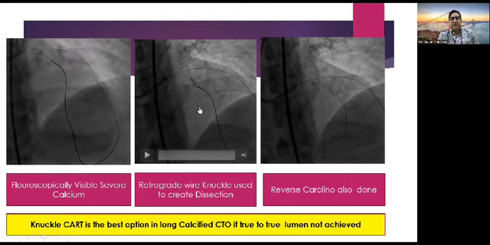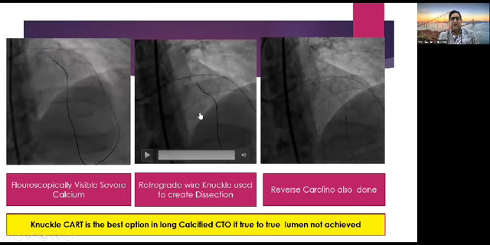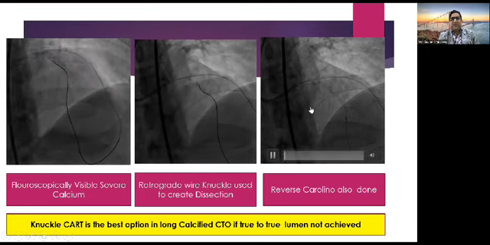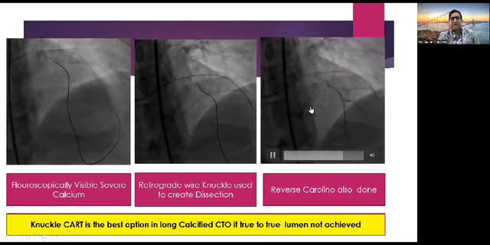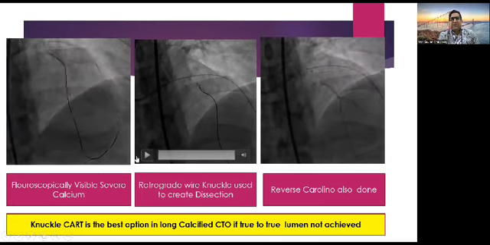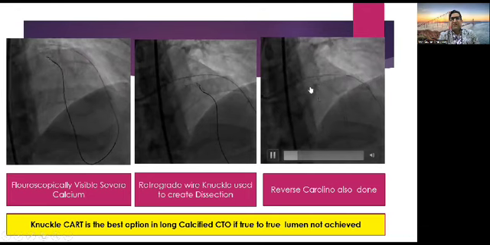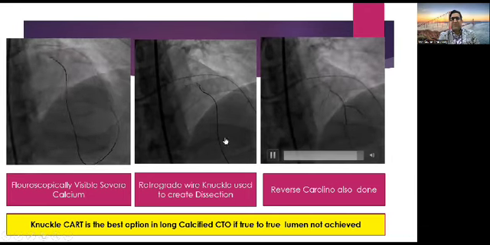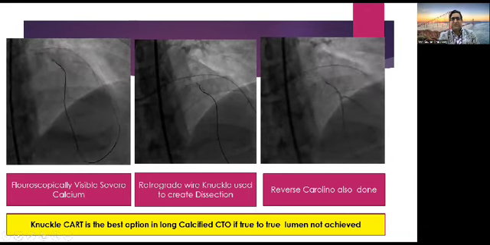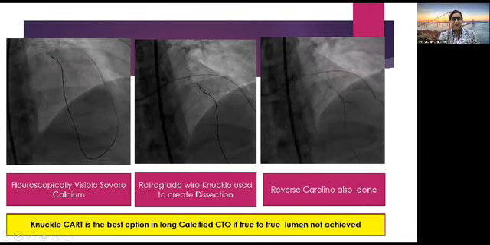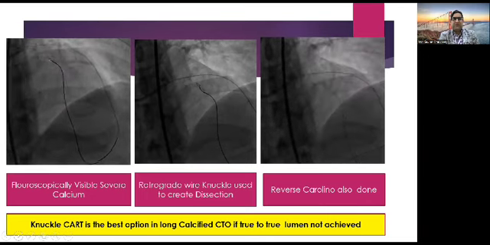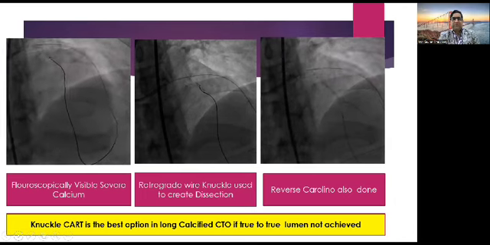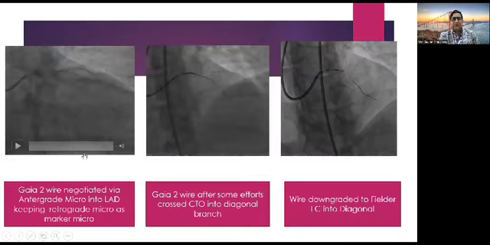So in this retrograde knuckle was made, and it created some dissection in the subintimal space. We also tried to do some reverse CART, putting in dye, creating subintimal dissection, and we can clearly see there's a lot of calcium in the CTO segment, but we were able to create some dissections in this retrograde approach. So now we took the antegrade microcatheter, and over this we tried to negotiate the antegrade wire, Gaia 2.